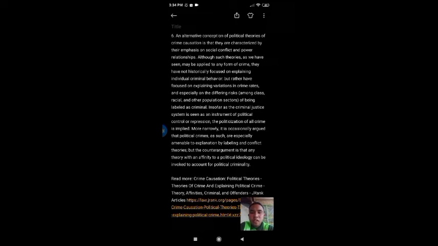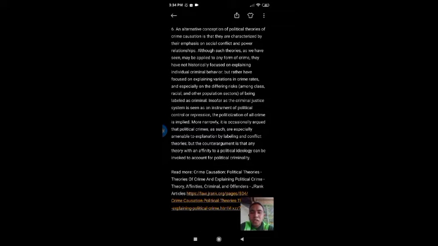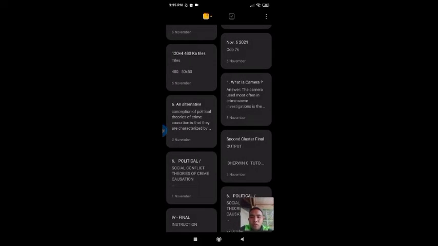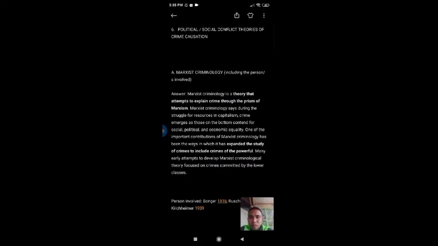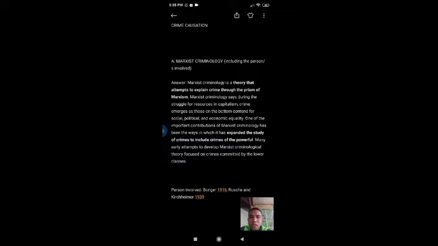Insofar as the criminal justice system is seen as an instrument of political control or repression, a politicization of all crime is implied. More narrowly, it is occasionally argued that political crimes as such are especially amenable to explanation by labeling and conflict theories. But the counter-argument is that any theories with an affinity to a political ideology can be invoked to account for political criminality. So, the letter A of this number 6 theory of crime causation is Marxist criminology.